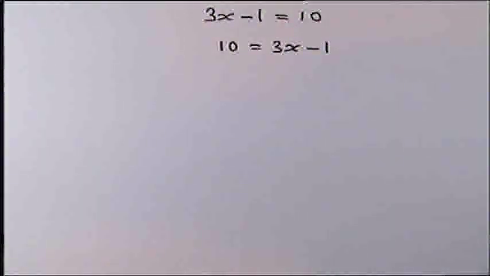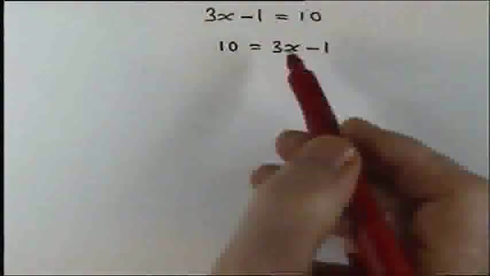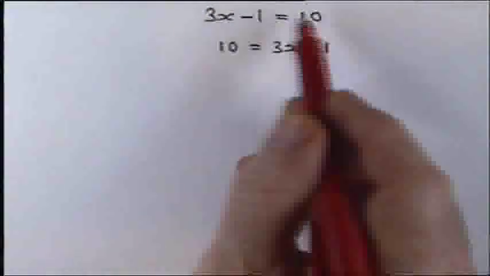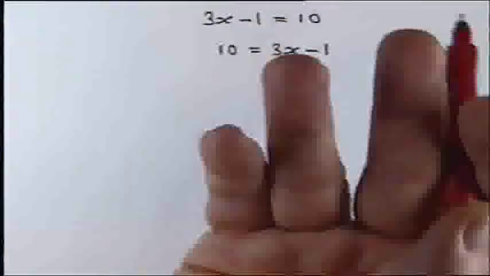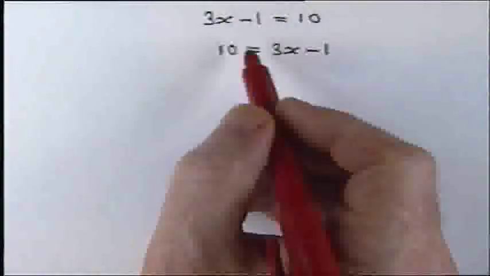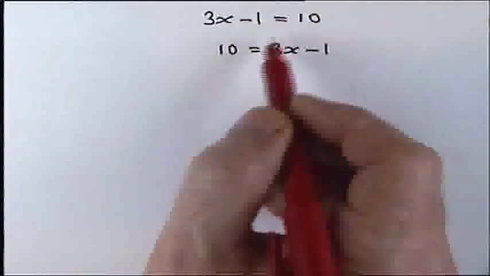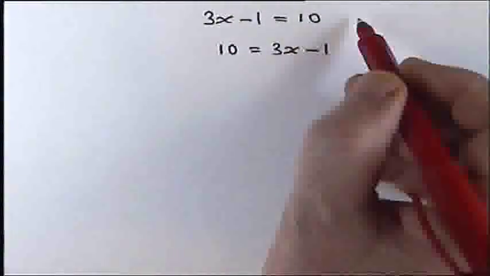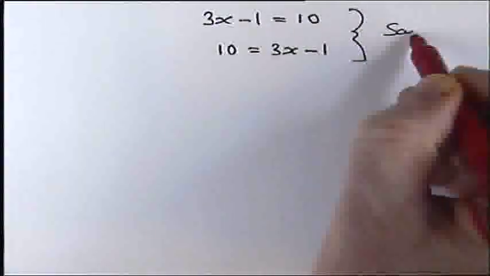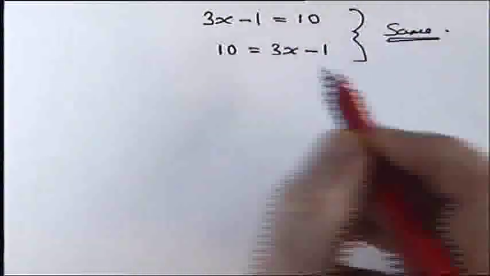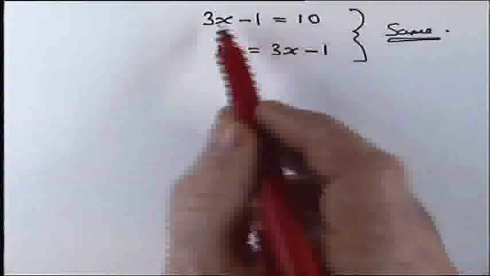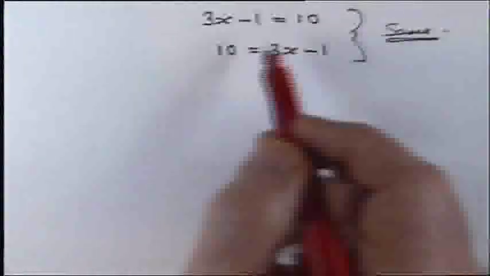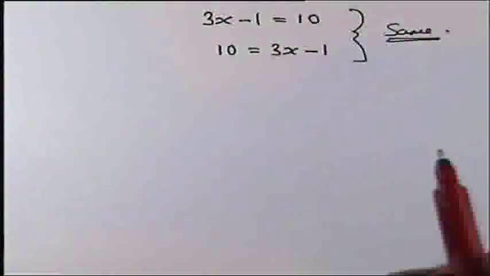So don't be thrown if you see a question that looks like this in the exam. It's exactly the same as the question above. We've just turned the order around. So it doesn't matter if you put 3x minus 1 equals 10 or 10 equals 3x minus 1. These two are the same. Now some students much prefer working this way, so if you get the question looking like this, you can always start off by writing it the other way round if you want, but be careful to write it down exactly the same way as you see it.